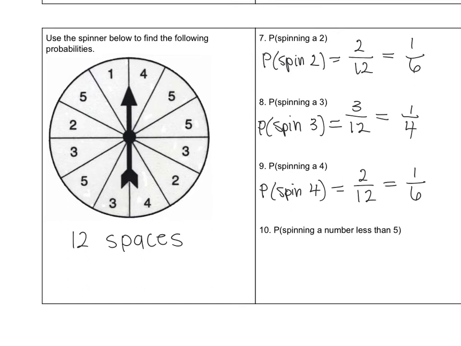And the last problem, 10, asks the probability of spinning a number less than 5. So basically, I count up all of the spaces that have 1 through 4 on them, and those are all of my numbers less than 5. So the probability of spinning a number less than 5, it might be easier to count up the total number of spaces that have 5 and just subtract it from 12. So there are 4 spaces with a 5 on it, which means 8 out of the 12 spaces are less than 5. And when we simplify 8 over 12, we're going to get 2/3.